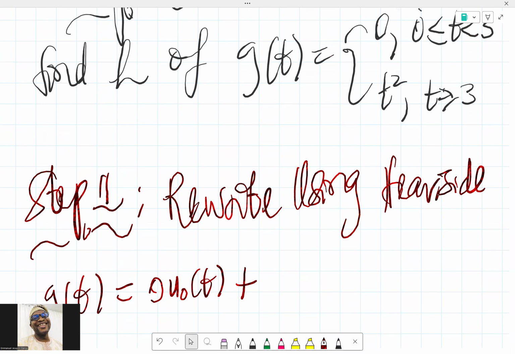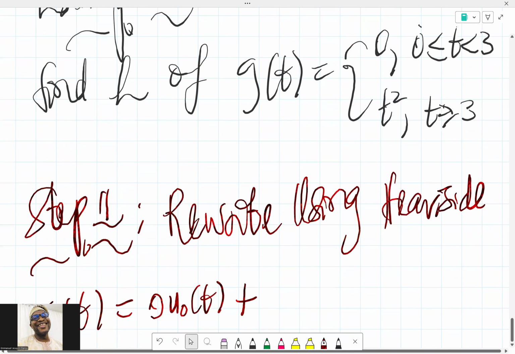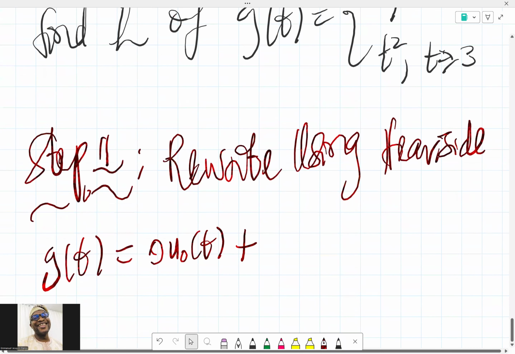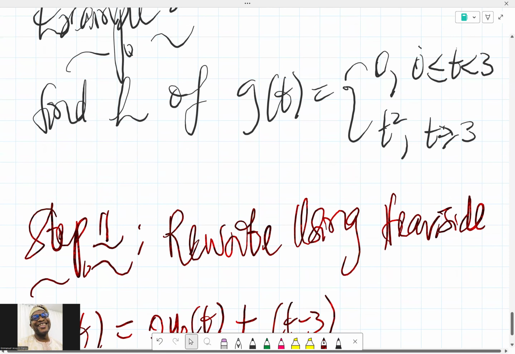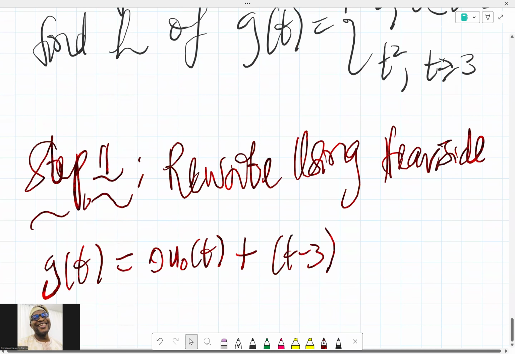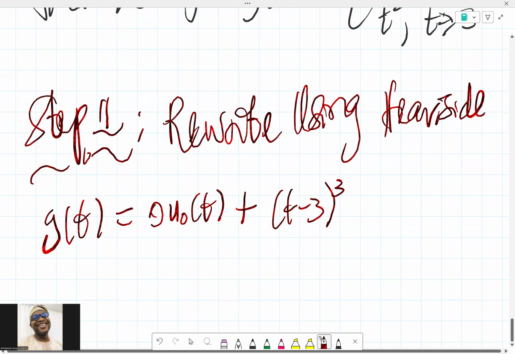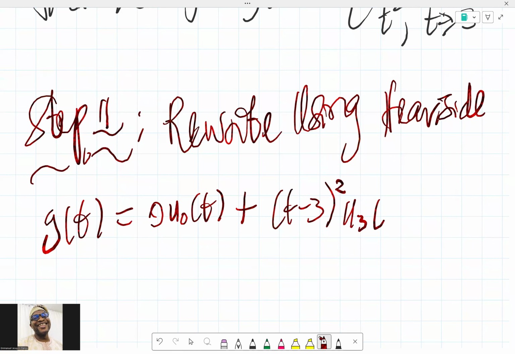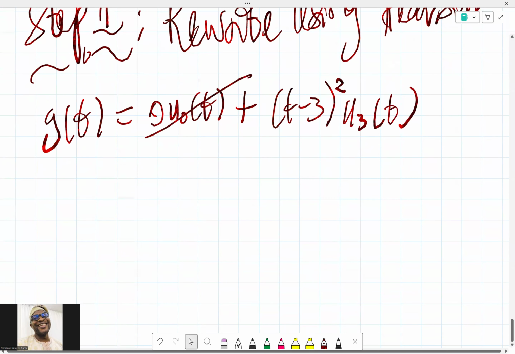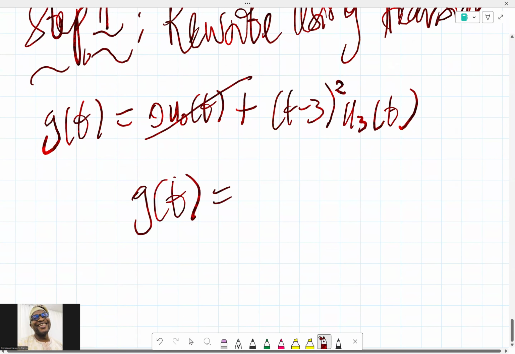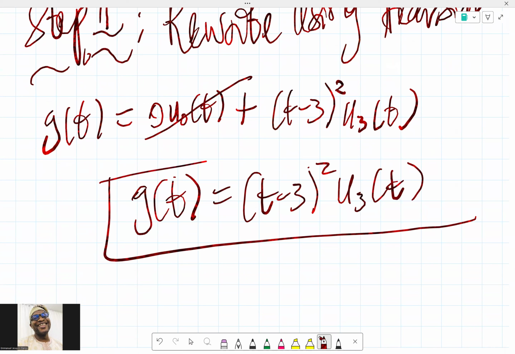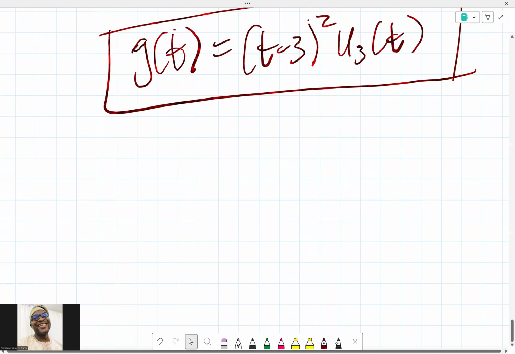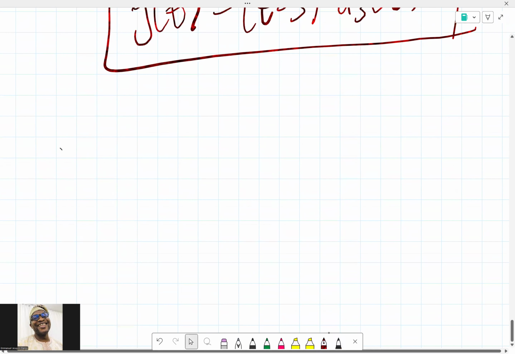Then plus, then at the next level, right? 3 time units have passed. So we just have, in that case, t minus 3. And because this t is squared now, we have t minus 3 squared, because 3 time steps have passed, then u3 of t. But of course, this is 0, so it just goes away. So we know that the proper g of t is actually t minus 3 squared u3 of t. So this is that same expression in Heaviside form. And now that we have it in Heaviside form, it's easy to apply Laplace.